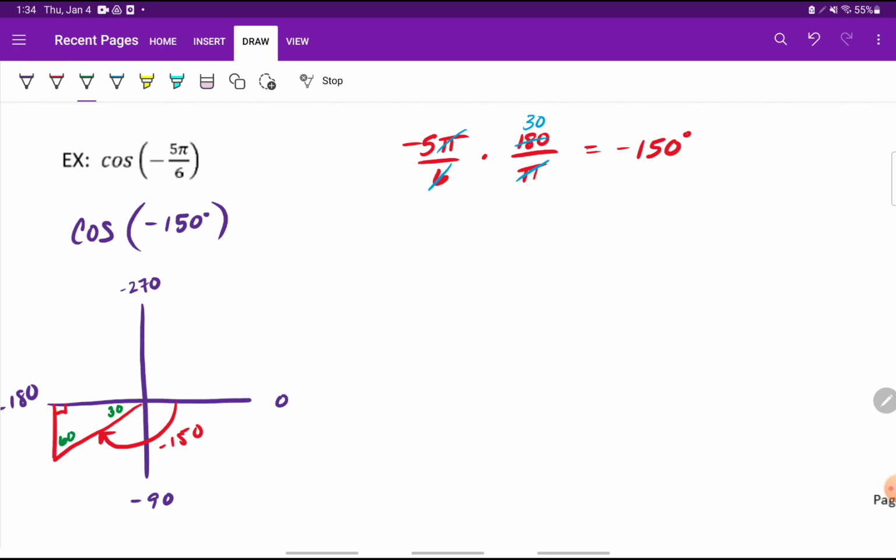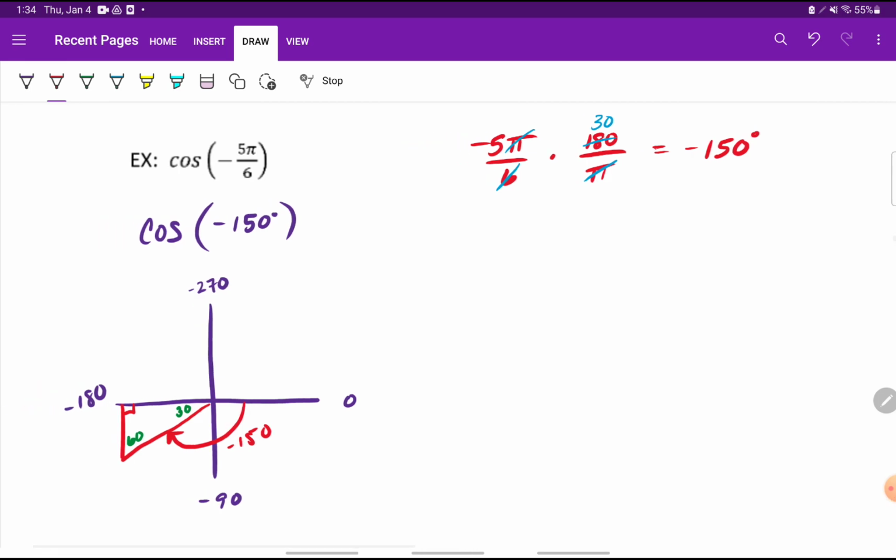This has to be the 60-degree angle. In a 30, 60, 90 triangle, the short side across from the 30 degrees is 1/2, and the long side is square root of 3 over 2. We are in quadrant 3, so both the x and the y value are negative. Cosine on the unit circle is our x value. So there's our x value. This is going to be negative square root of 3 over 2.